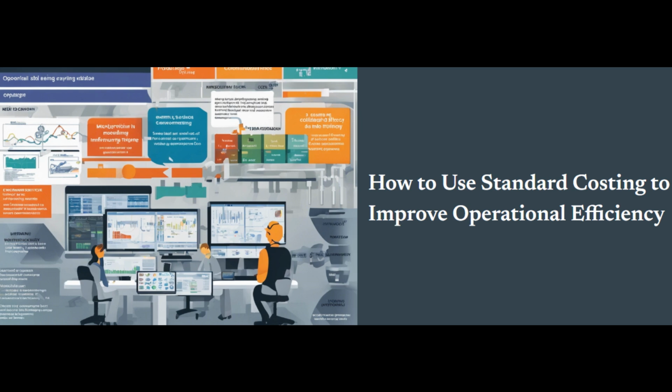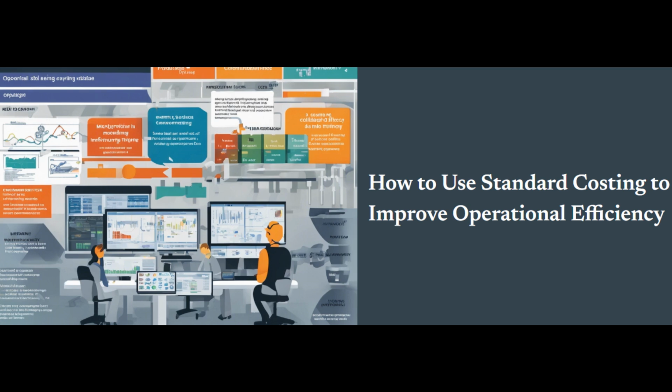Imagine a food processing company that notices a significant unfavorable variance in its material quantity. Further investigation reveals that a change in the supplier's packaging size has resulted in more product waste during the production process. Armed with this information, the company can work with the supplier to find a solution, such as modifying the packaging or adjusting the production process to minimize waste and improve efficiency.